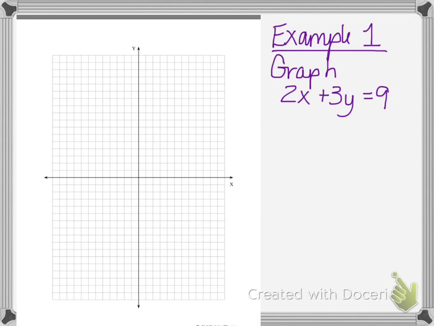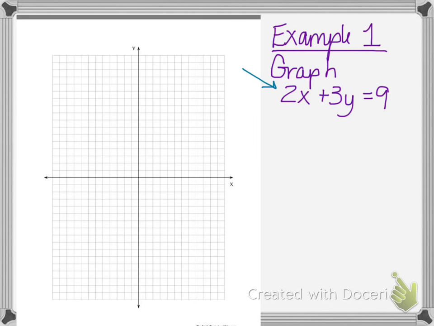Okay, so when you have an equation that's in this form, something like 2x plus 3y equals 9, that's standard form. It's not in slope-intercept form, so it's not immediately apparent what the slope is and what the y-intercept is. So I'm going to use a different method. What I want to find is where the graph crosses the x-axis and where the graph crosses the y-axis. Because if I can do that, I'll have 2 points, and then I can graph the line.